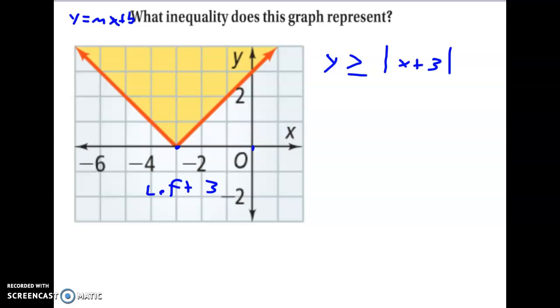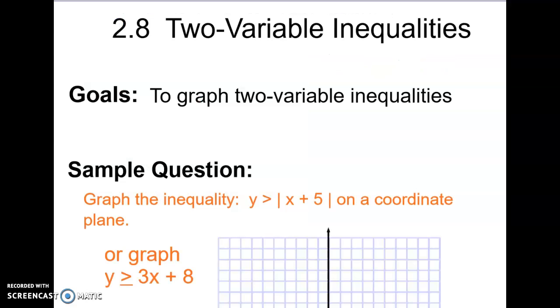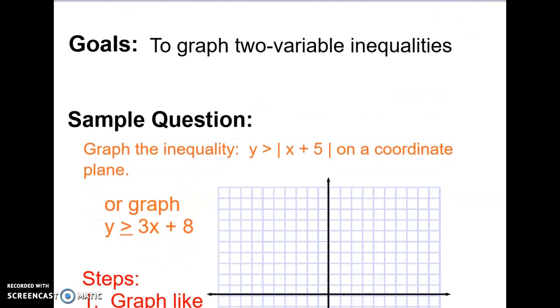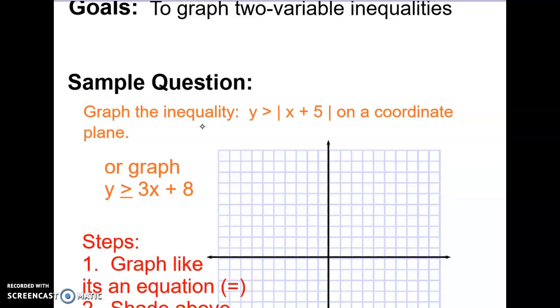All right, so this section is about graphing inequalities with 2 variables. A huge thing to remember is when you do this 2.8 section, there are 2 possible graphs, right? There's V graphs like this example here because it has absolute value. And then there'll also be ones where you just draw a straight line. The second example doesn't have absolute value. It's just a slope of 3 and y-intercept of 8. You graph it like a regular line and then shade above or below it. Okay.